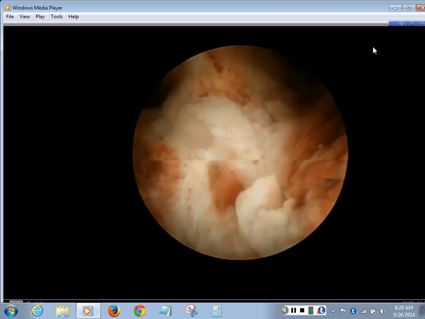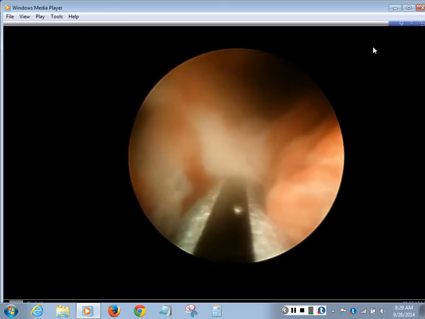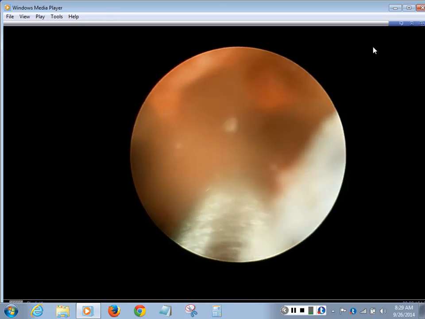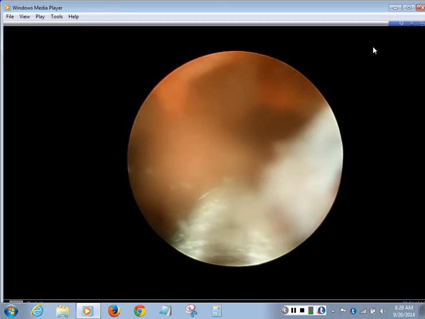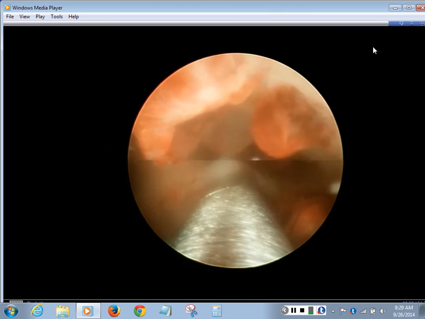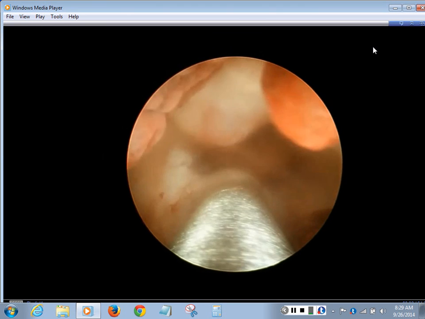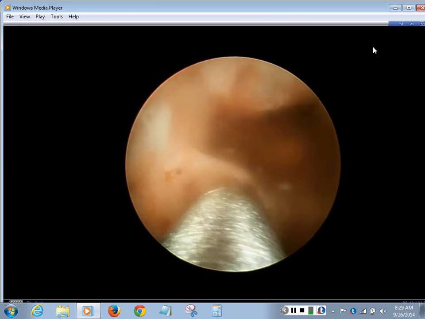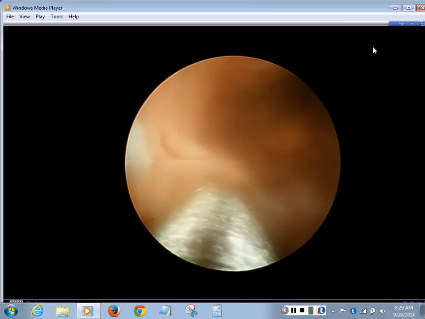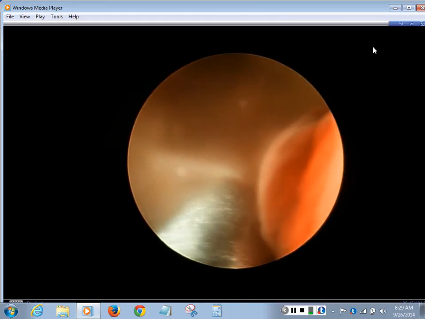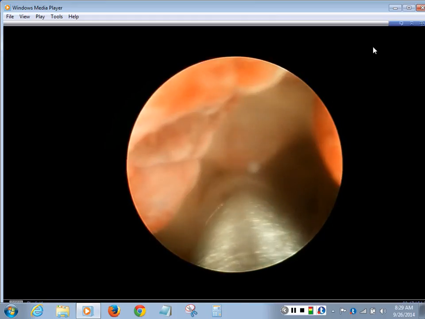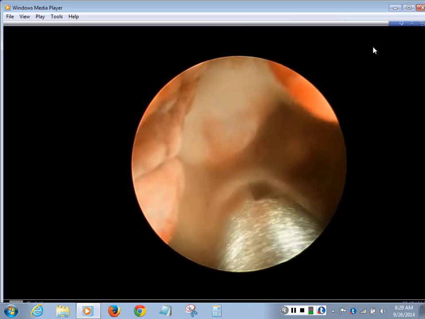This is the posterior wall. This is the septum. You will see better in a minute. And then we are trying to go from one side. So this is the instrument that we use, and we're going from this side. So the septum is here, and we're going from the left side, and you will get it clearer in a second.